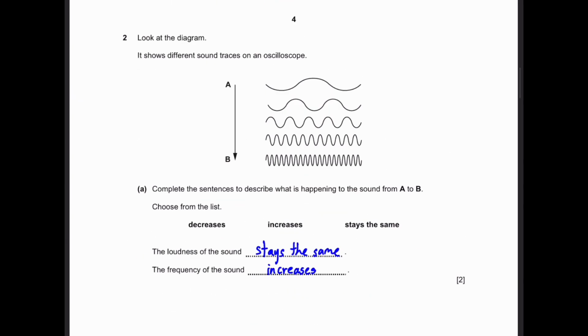Look at the diagram. A. Complete the sentences to describe what's happening to the sound from A to B. Choose from the list. The loudness of a sound does what, and frequency of the sound does what? The loudness stays the same because loudness is seen by the height of the wave. This height of the wave remains the same for all 5 waves from A to B.